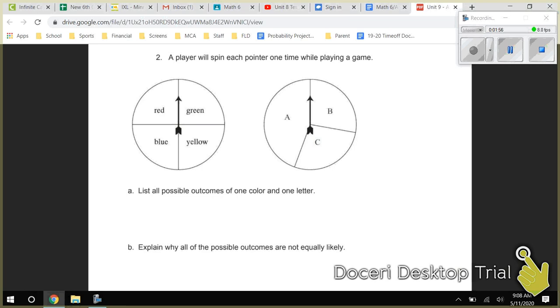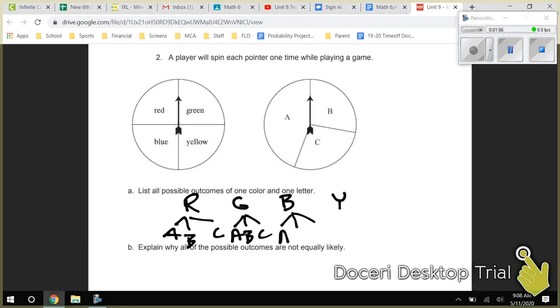All right, so we can have, I'm just going to do this with kind of a tree diagram here. We can have red, green, blue, and yellow. And then we can have A, B, and C, A, B, and C, A, B, and C, A, B, and C. So there are all of the options for one color and one letter.